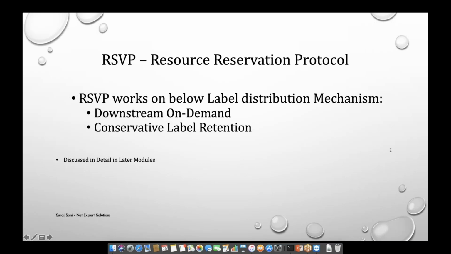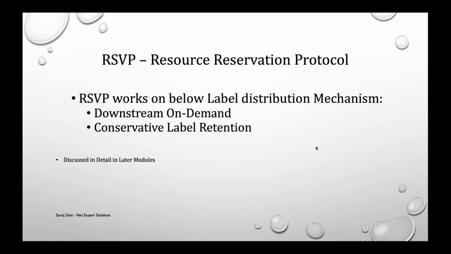So the outer label is the transport label, which we are using for transporting the packet. That label is allocated either by RSVP or by LDP. The inner label is the service label, which is allocated by the MPLS application. It can be L2 or L3. In case of L3, we are using MPBGP. In case of L2, we are using TLDP. So there are different protocols which we are using. I will explain that service label allocation mechanism in detail when we configure the services.